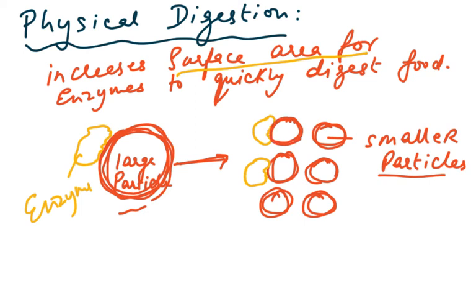Now the surface area is more. There's this surface area, there's 6 small particles. So now the surface area is increased. Now the enzymes can work very quickly, and it makes it easier for the enzymes to very efficiently and quickly digest the food so that it's all absorbed in the small intestine. All the food is digested and absorbed in the small intestine.